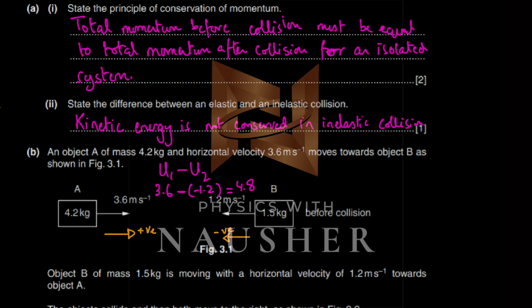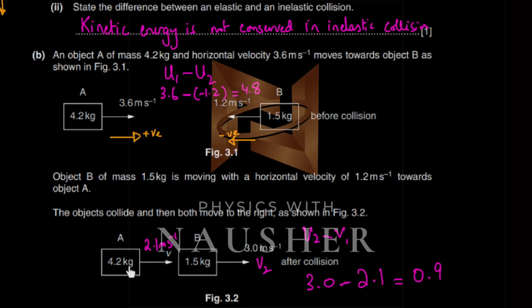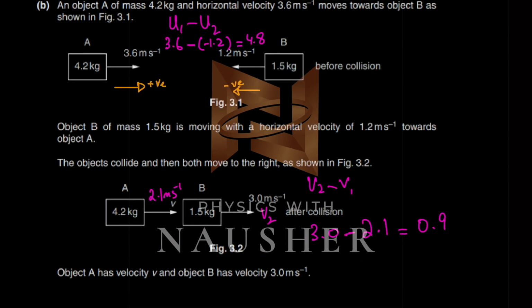Now, an object of mass 4.2 kg and horizontal velocity 3.6 moves towards object B as shown. The mass and the speed are given. I've assumed this direction to be positive and this direction to be negative. The objects collide and then they move off in the same direction. A moves to this side, B moves to this side, and object A has a velocity v and object B has a velocity of 3 meters per second as shown in the question. So this is 3 and this is v. We need to find v. I've already found the answer, it would be 2.1, but we still need to show it.